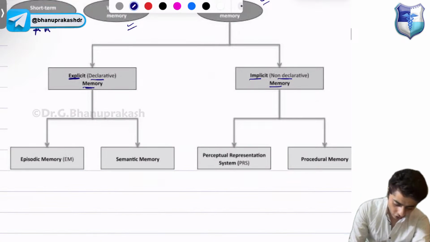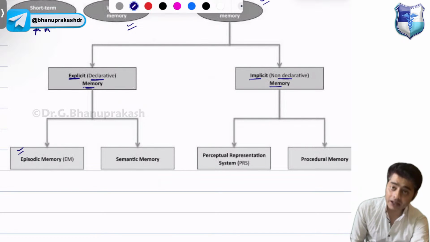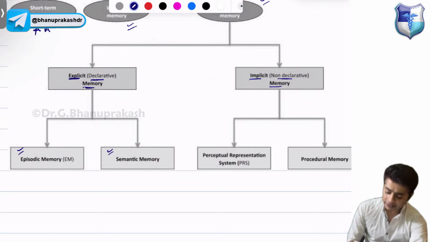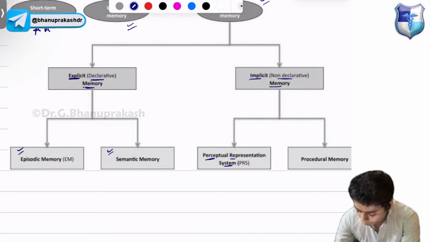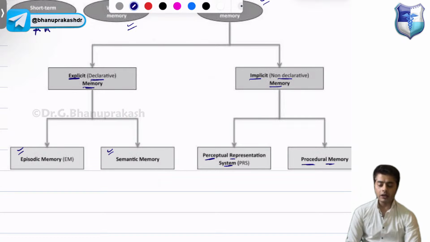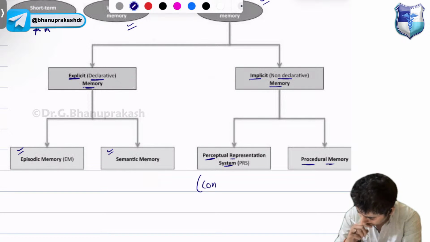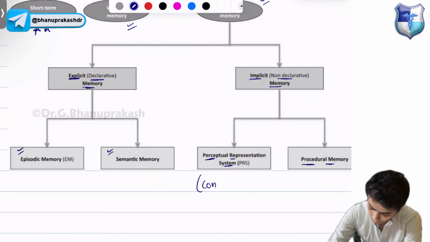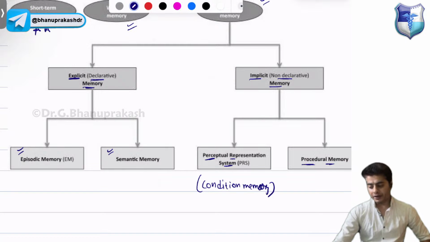Your explicit or declarative memory is divided further into two parts: episodic memory and semantic memory. Then your implicit memory is again divided into two parts: the perceptual representation system (PRS) or procedural memory, and conditioning memory. It is also known as conditioning memory.